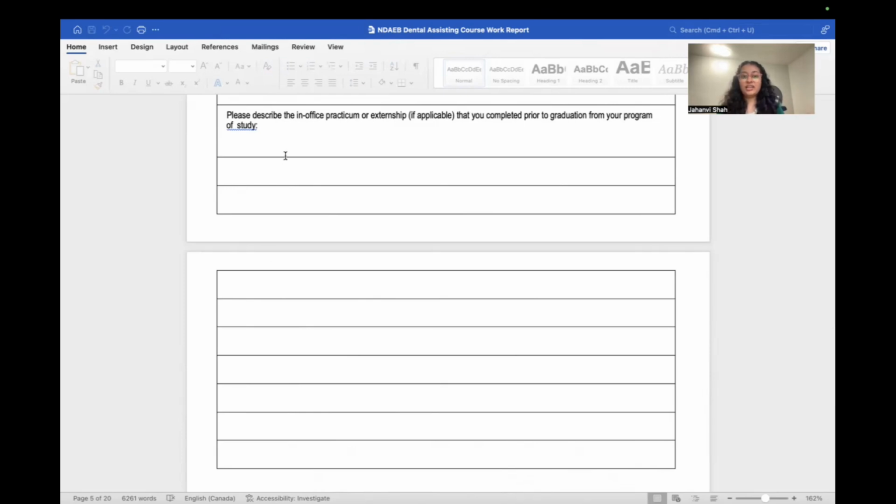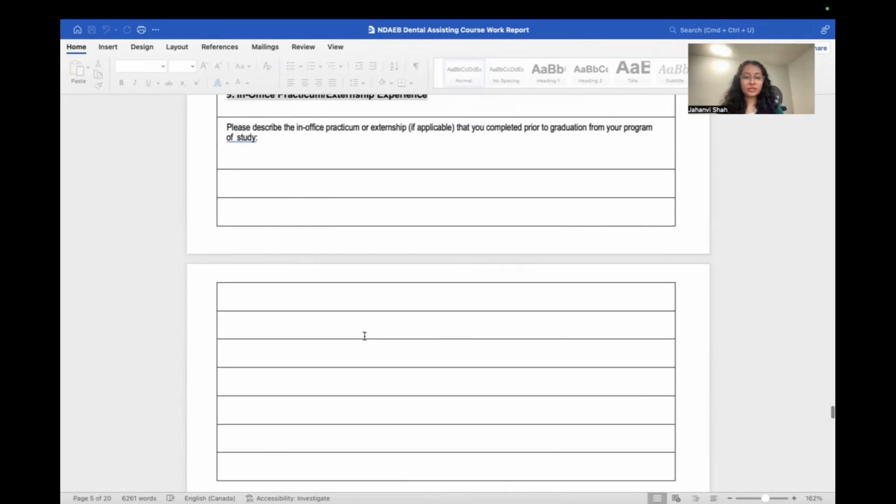It just says in-office practicum that you completed prior to graduation from your program of study. So you can take the help of that internship program, and then you can write down all the dates that you were in certain departments and the duties that you did there. I know it's a very short space, but try combining everything so that they know what you worked on during your internship. So that's the end of the video.